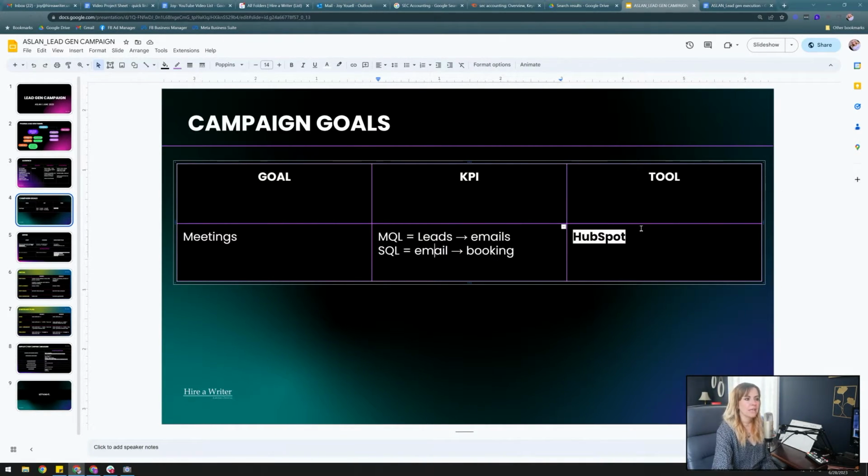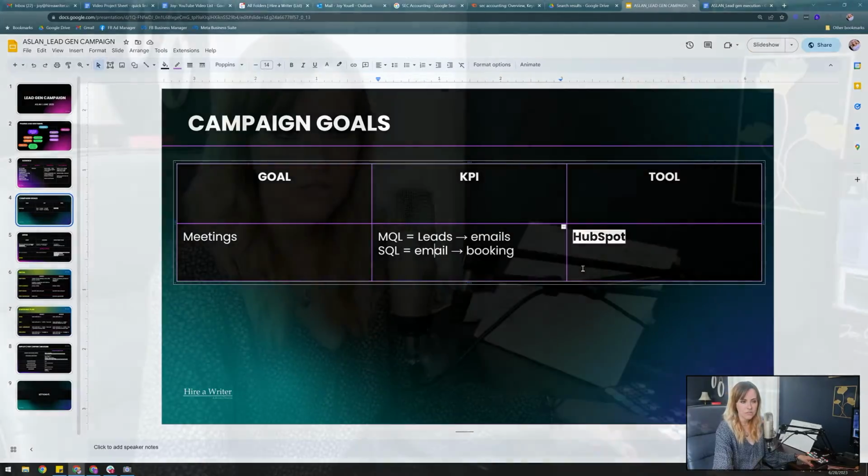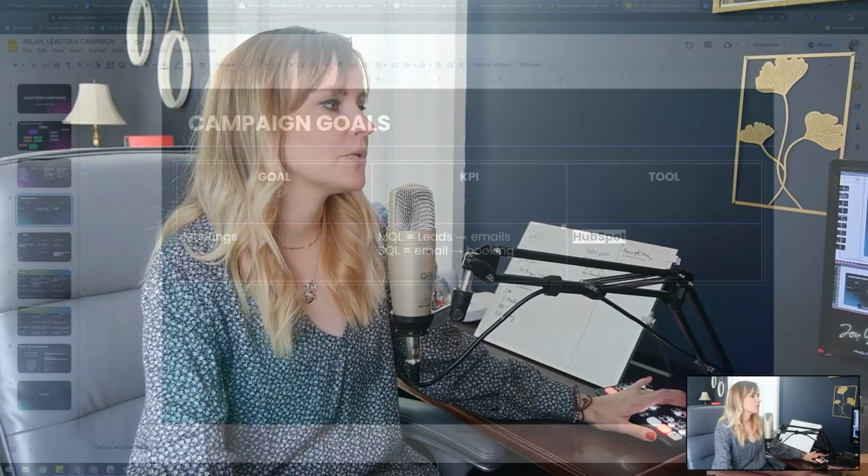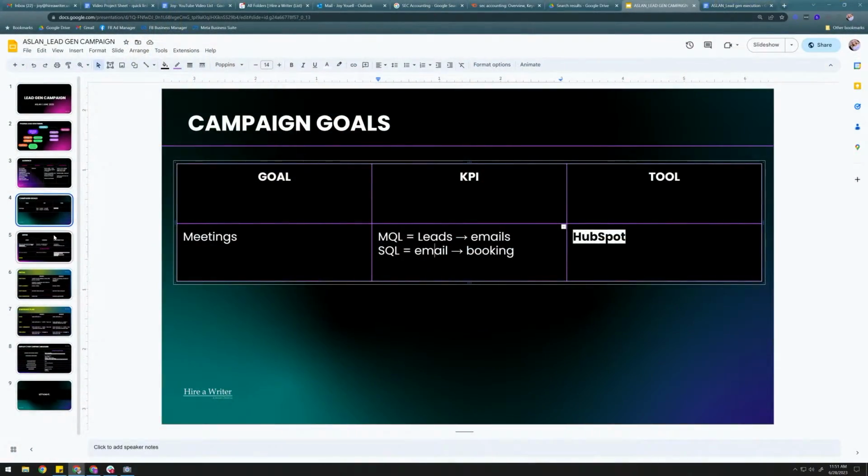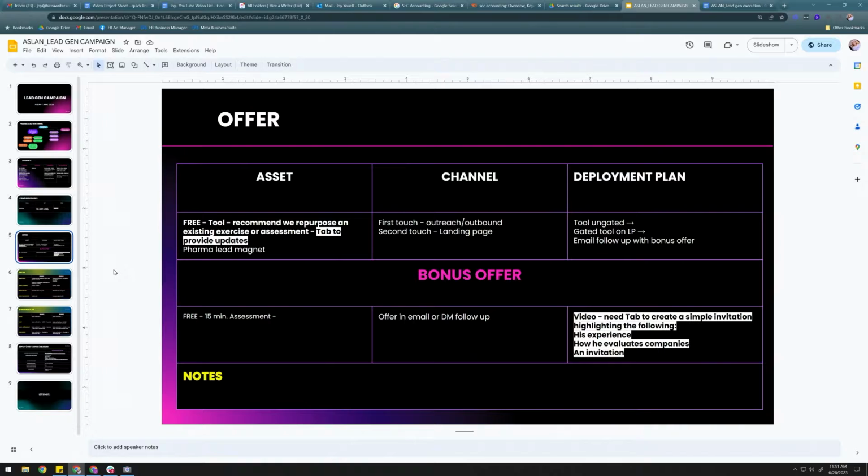Very important that you lastly define the tool. So where are we doing all of this? You have to have a way to send emails. You have to have a place to house landing pages. So it's just basic stuff. Make sure you have these digital properties in place. There are some companies out there who still don't have a CRM. You kind of have to have one to do lead gen. I guess you could email manually. I don't imagine you would want to. So make sure that you have the tools in place and that everybody knows what those tools will be and how they'll be used. All right.